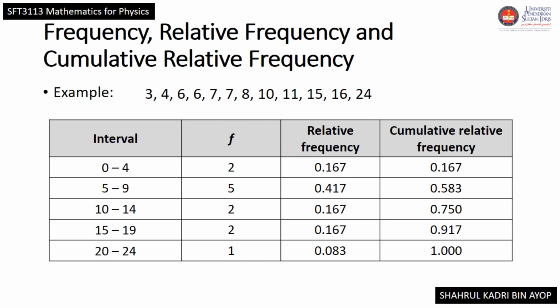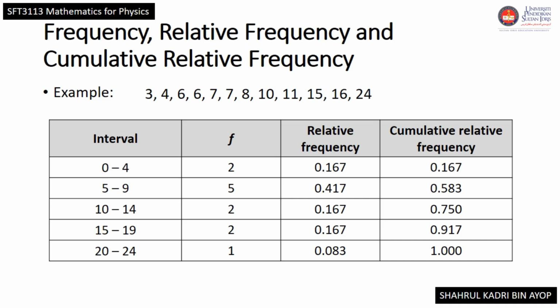So, for relative frequency, take for example the last class interval, 20 to 24. The frequency of data for this class interval is 1. To calculate the relative frequency, we have to divide 1 by the total number of data in this data set, that is 12. So, the relative frequency for the last class interval is 0.083.